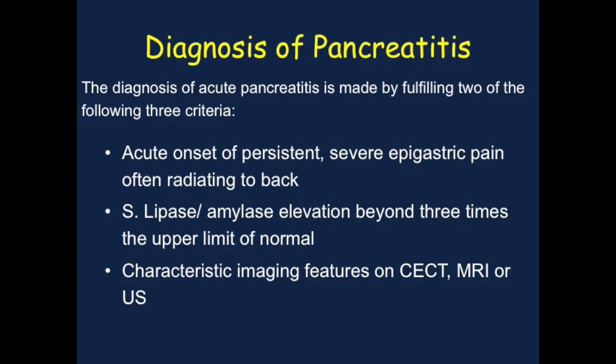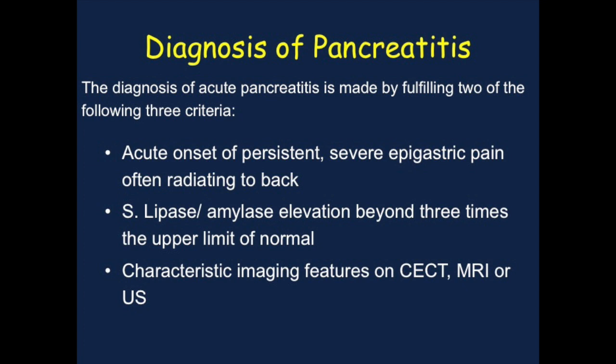The diagnosis of acute pancreatitis is made by fulfilling two of the following three criteria. These are the typical abdominal pain, elevation of serum lipase and amylase activity, which is usually more than 3 times normal, and the characteristic imaging findings. So when the first two are present, there is no need of imaging just for the diagnosis of acute pancreatitis.